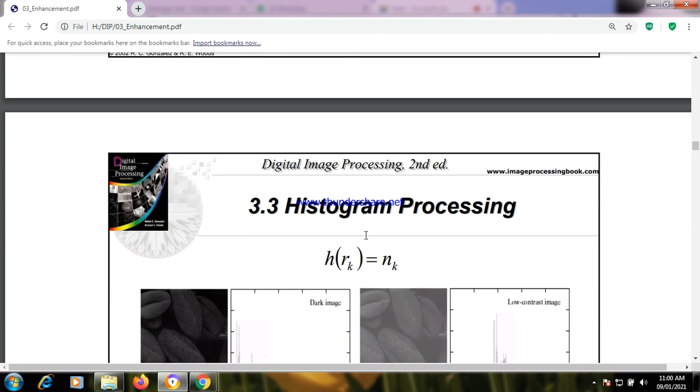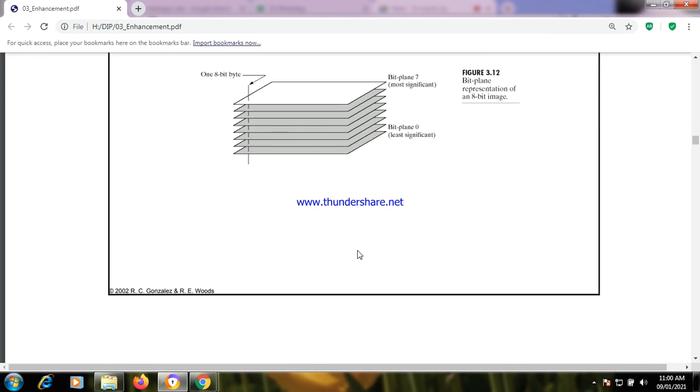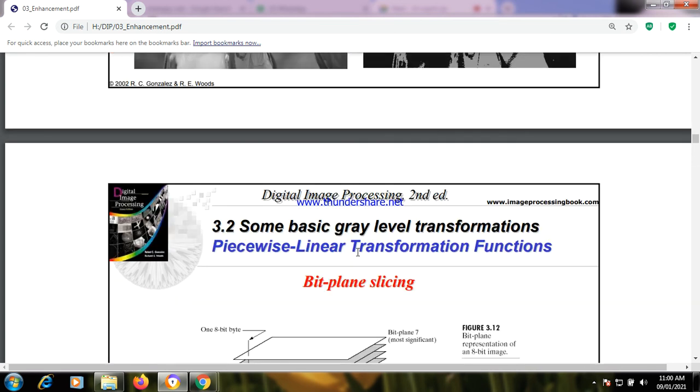Okay, so this is about image enhancement.